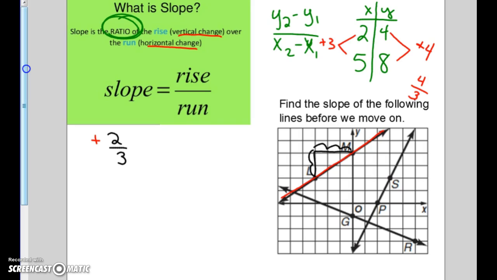Now let's take a look at line GR. Is it a positive slope or a negative slope? Negative slope. So how do I get from G to R?